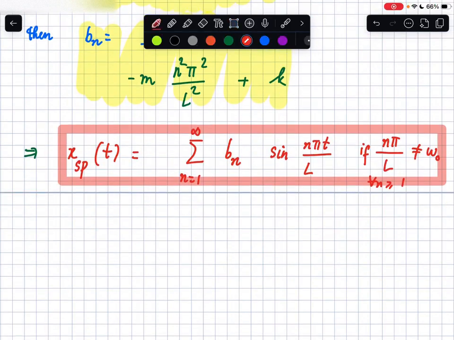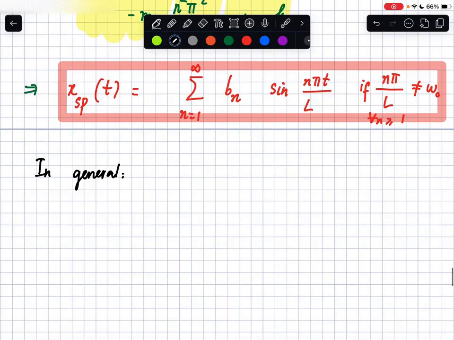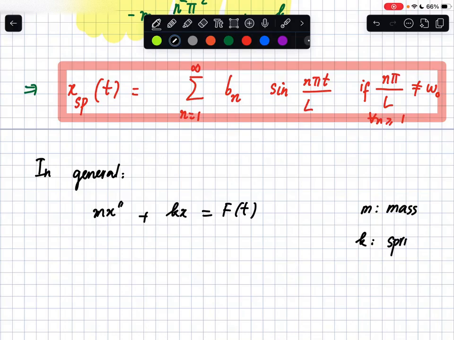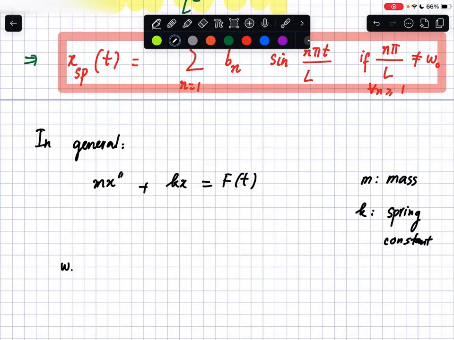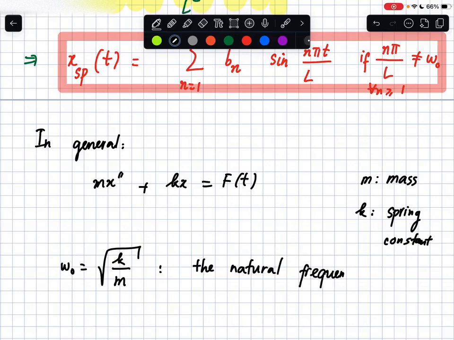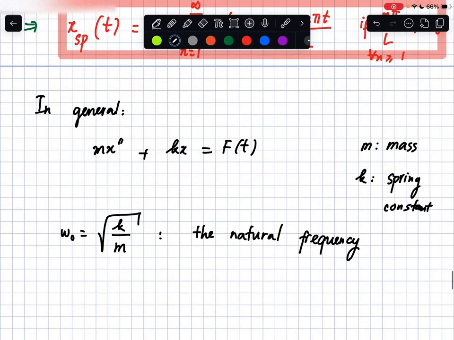In general, for the steady periodic function, say for the system m x double prime plus k x equal to the force f(t), so m the mass, k the spring constant, and we have omega naught, the natural frequency, square root of k over m, then the steady periodic x sp of t.